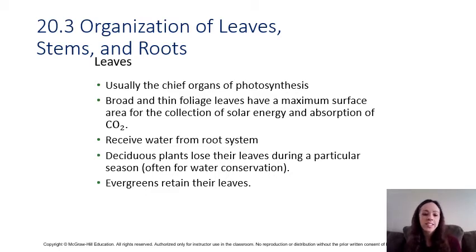Next, we'll move on to section three, which covers the organization of leaves, stems, and roots. Leaves are going to be the primary organ of photosynthesis since they're really broad and allow for the maximum surface area for the collection of solar energy and the absorption of CO2. The other thing needed for photosynthesis is water, and the plant will receive this from the root system, in addition to other needed elements like potassium that the plant will use for other biological molecules.